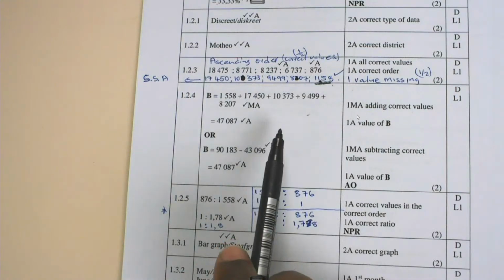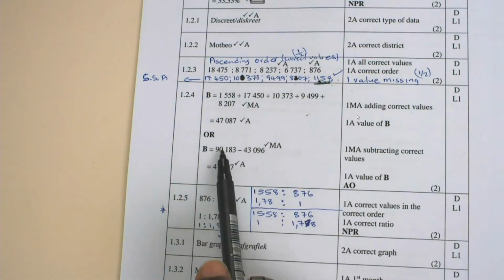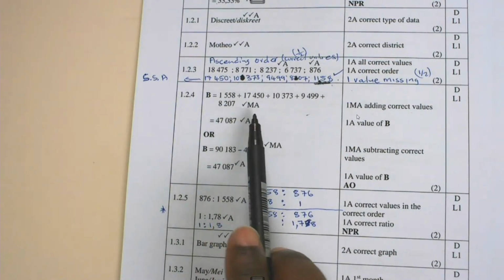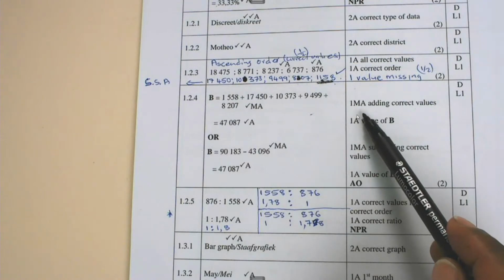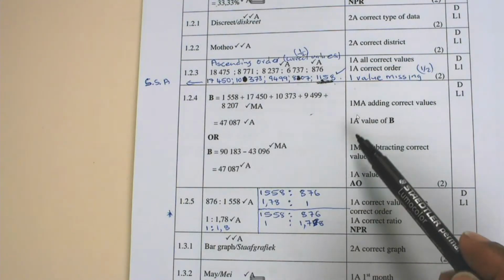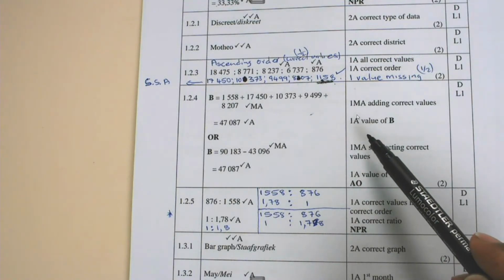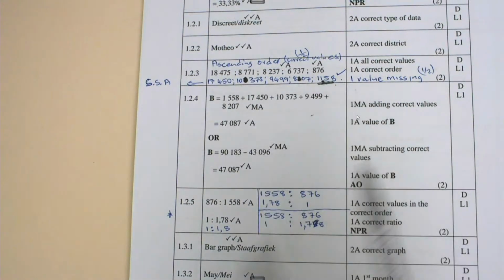Now, before you go to the next option, let's look at the mark allocation. It's method with 1MA for adding correct values and 1A for the value of B. So there's no CA there. Please, colleagues, there's no CA. Let's look at that one.